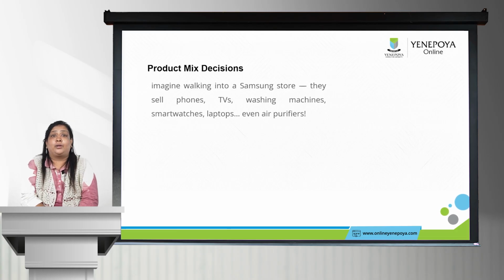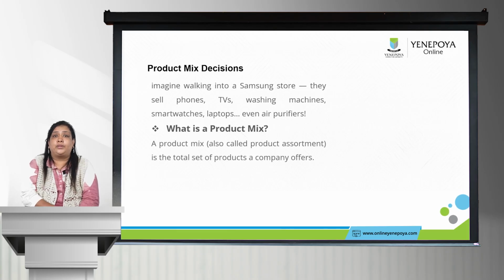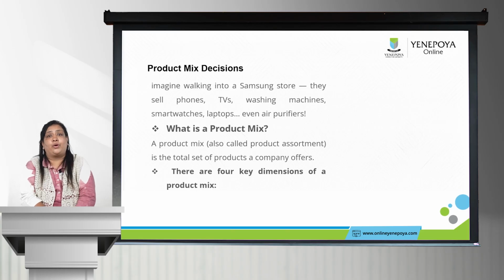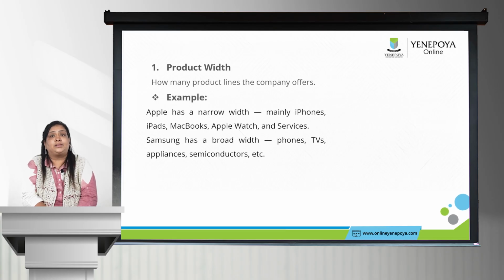What is a product mix? Product mix, also called product assortment, is the total set of products a company offers. There are four key dimensions of a product mix. The first one is product width, how many product lines the company offers. Example, Apple has a narrow width, mainly iPhones, iPads, MacBooks, Apple Watches, and services. Samsung has a broad width: phones, TVs, appliances, semiconductors, etc.